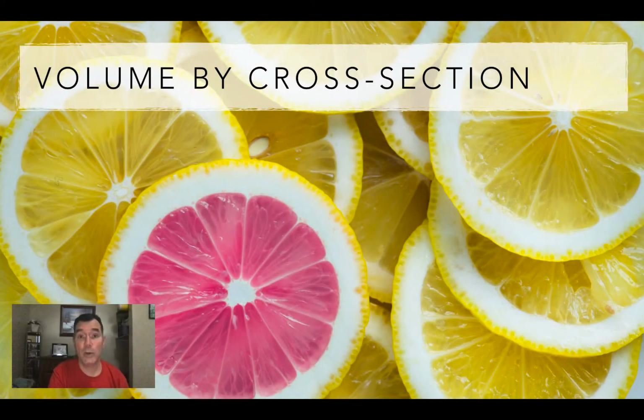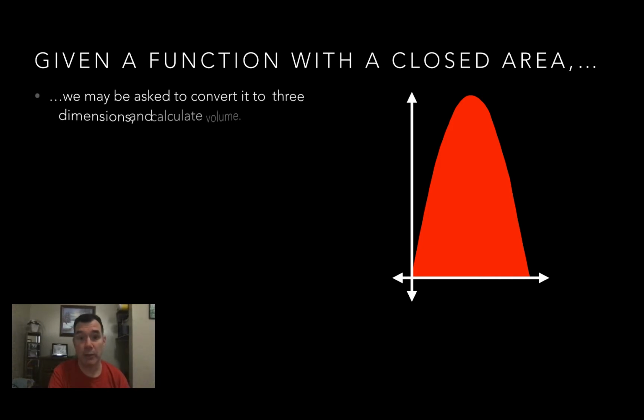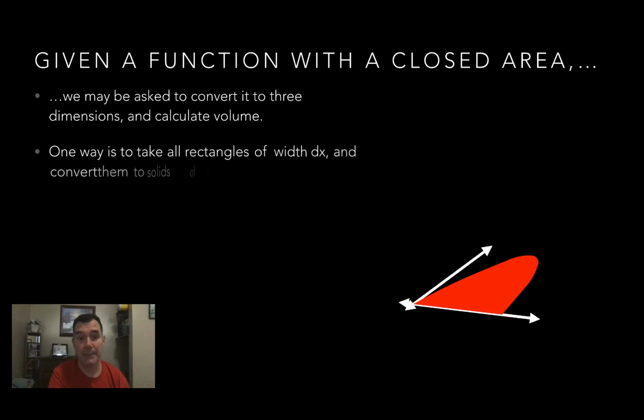Hello again. Today we're going to be talking about how to find the volume of a solid by using cross sections. So let's get started. Let's say we have a function that has a closed area. We've done this before with integration, but now we're asked to find the volume of a solid where that area is the bottom side of that solid.